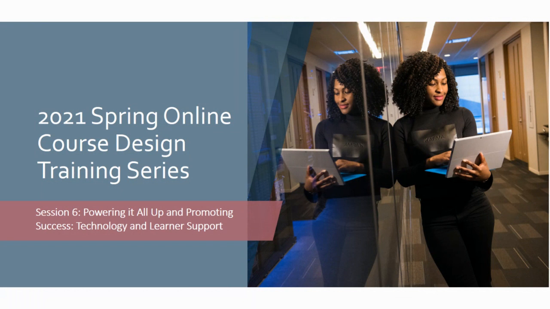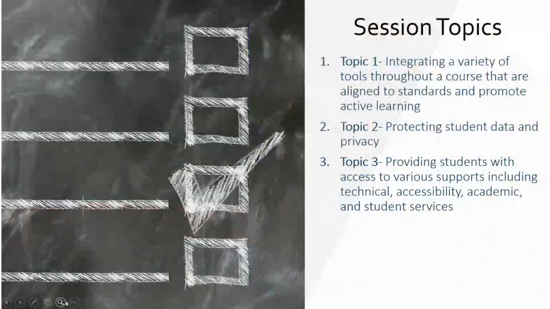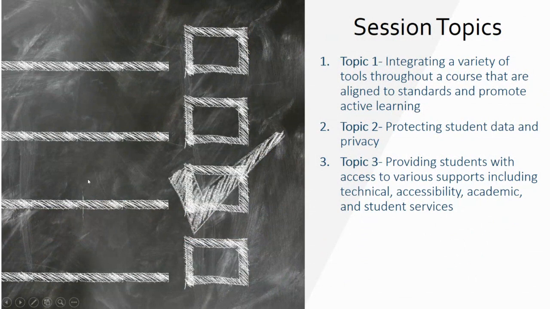So what are we going to talk about today? We're going to start out with our topics for the day, which we normally do. And so this week we have 3 main topics, and they are to integrate a variety of tools throughout our course that are aligned to standards and promote active learning, protecting student data and privacy, and then providing students with access to various supports, including technical accessibility, academic, and student services. The good part of that topic 3 is that a lot of that work's already done for you, and I'm going to show you how to find that and how to document that.